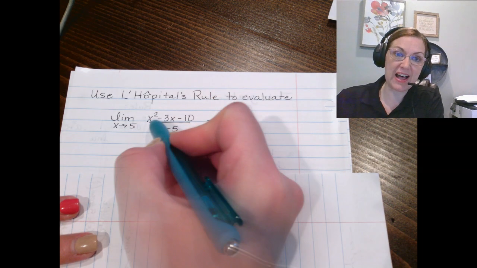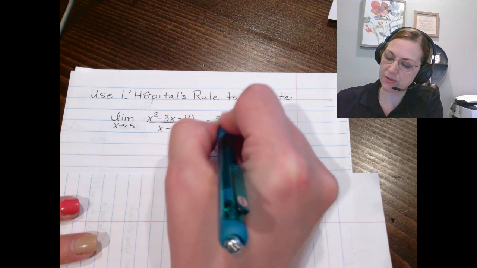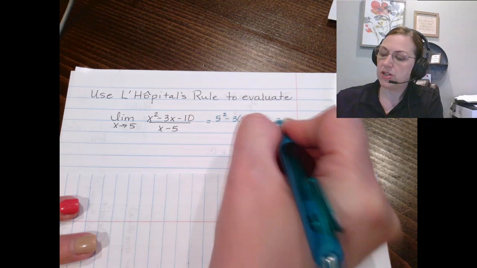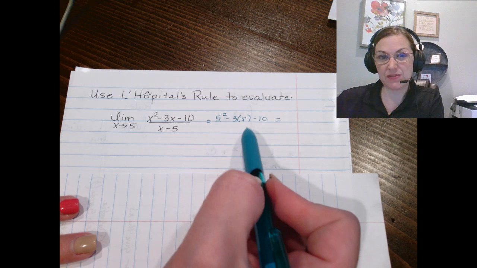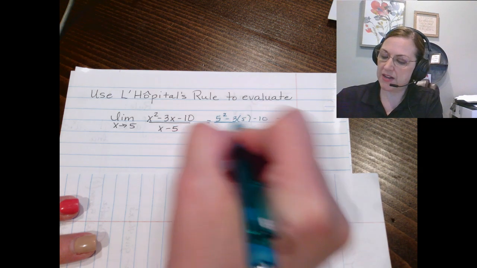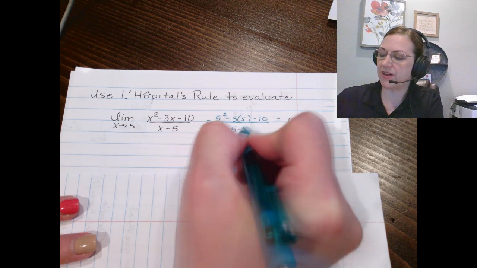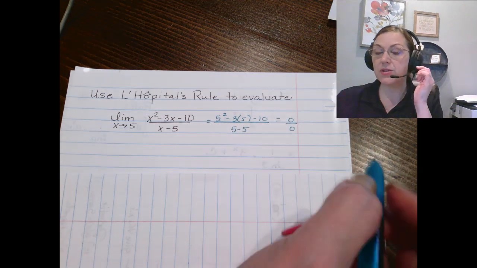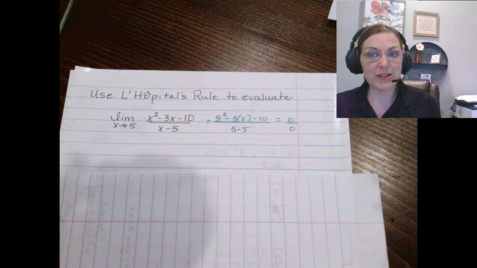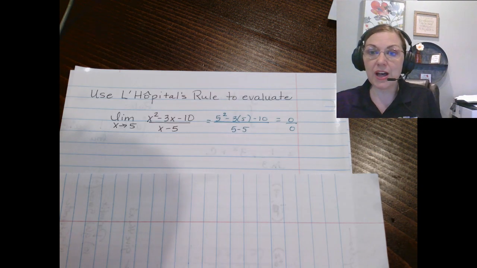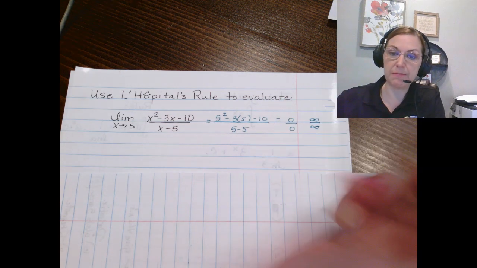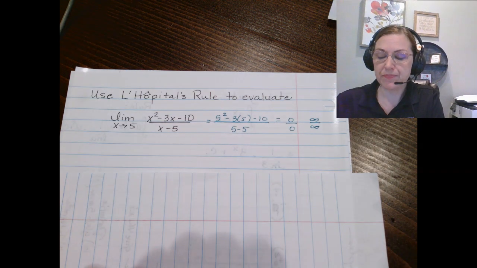If I plug in 5 in the numerator, I'll get 5 squared minus 3 times 5 minus 10. So that's 25 minus 15, which is 10. 10 minus 10 is 0. Okay. And then in the denominator, I would get 5 minus 5, which is also 0. So this is the indeterminate form 0 over 0. It is a form where we can use L'Hopital's rule. Some of the other forms where we use L'Hopital's rule is infinity over infinity, just to name one.